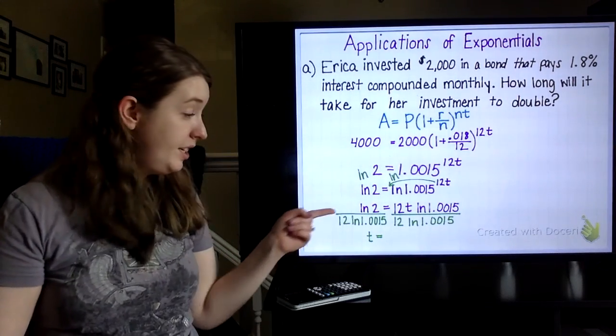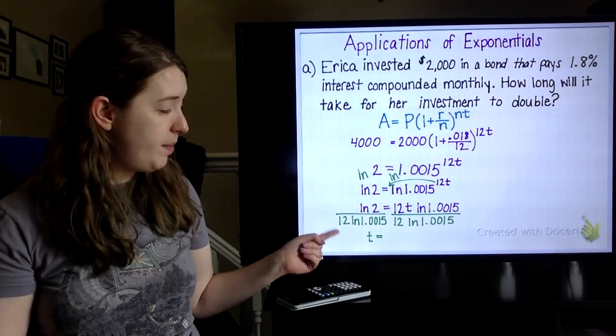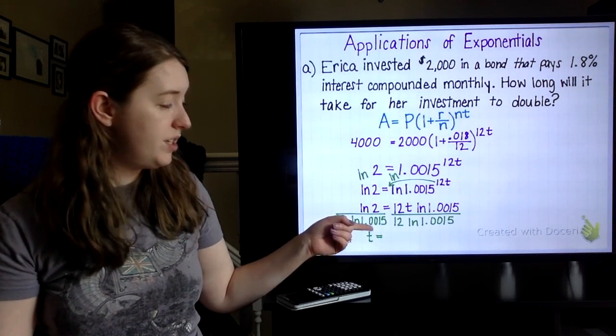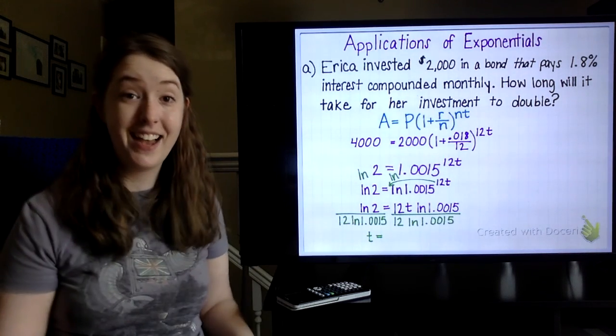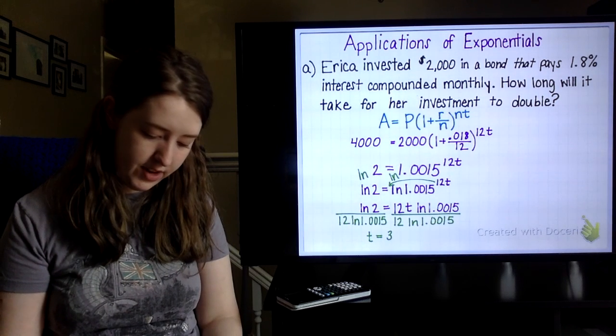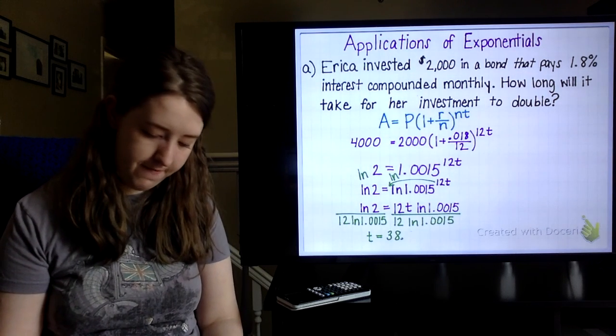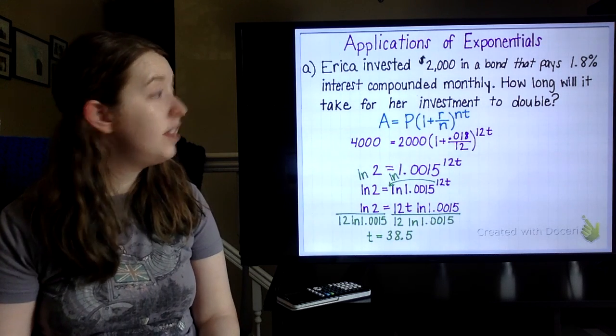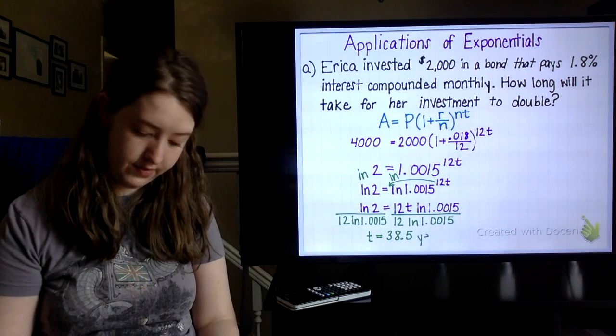Otherwise, to get an actual value, you take the natural log of 2 divided by 12 times the natural log of 1.0015. When you put that into your calculator, you should get 38.5, and that is in years.